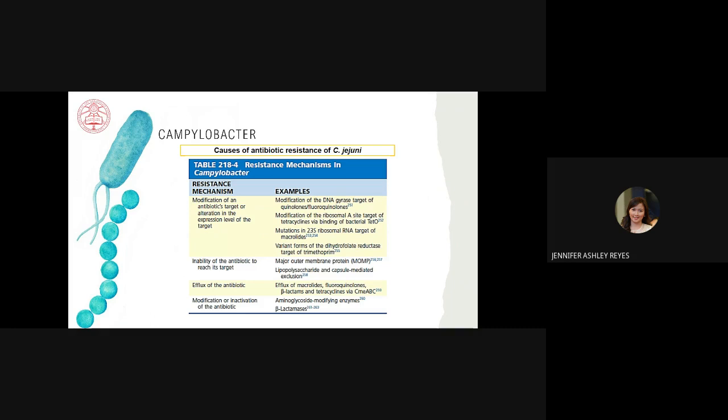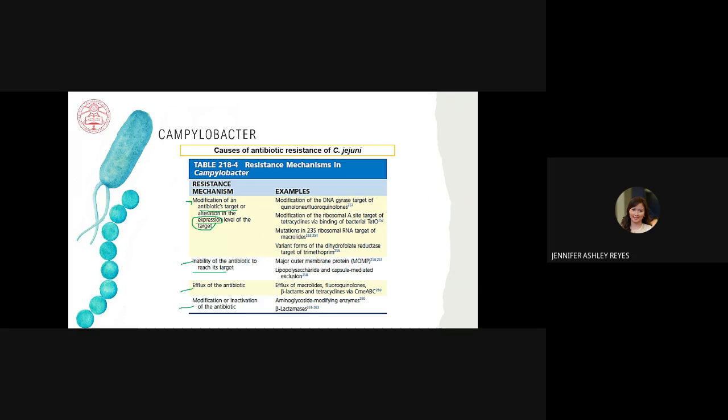So, ano ba ang resistance mechanisms ng Campylobacter? So, the four major resistance mechanisms of your Campylobacter jejuni are as follows. Pwedeng modification of the antibiotic's target or alteration sa expression ng receptor of the antibiotic. Pwede rin na it will not allow the antibiotic to reach its target. Pwede rin na may efflux of the antibiotics, or pwede rin na modification or inactivation of the antibiotic itself through enzymes. So your Campylobacter species can develop resistance to different types of antibiotics through different mechanisms.